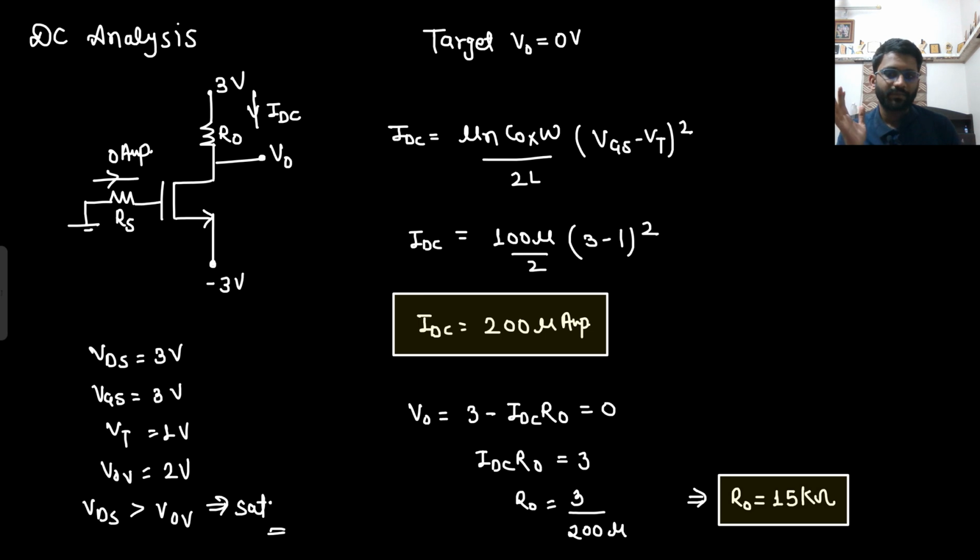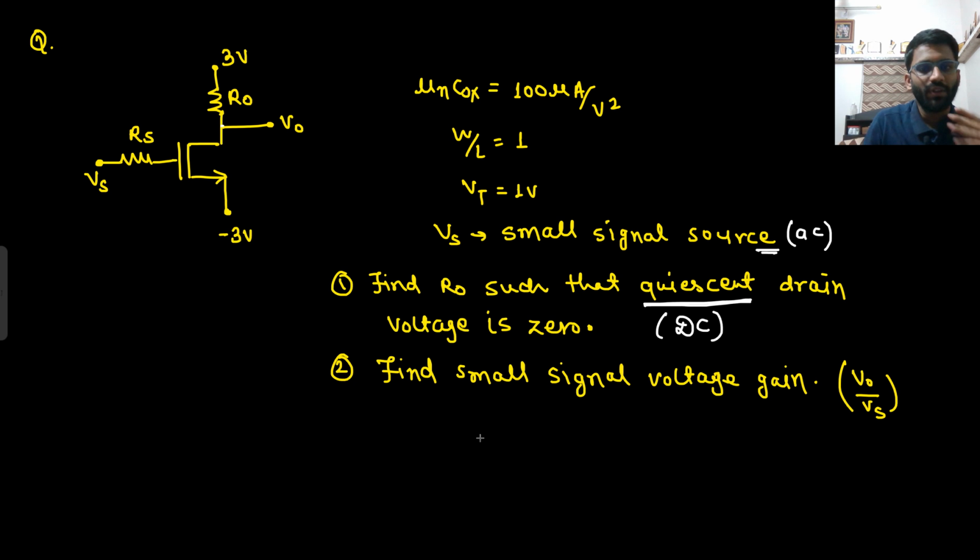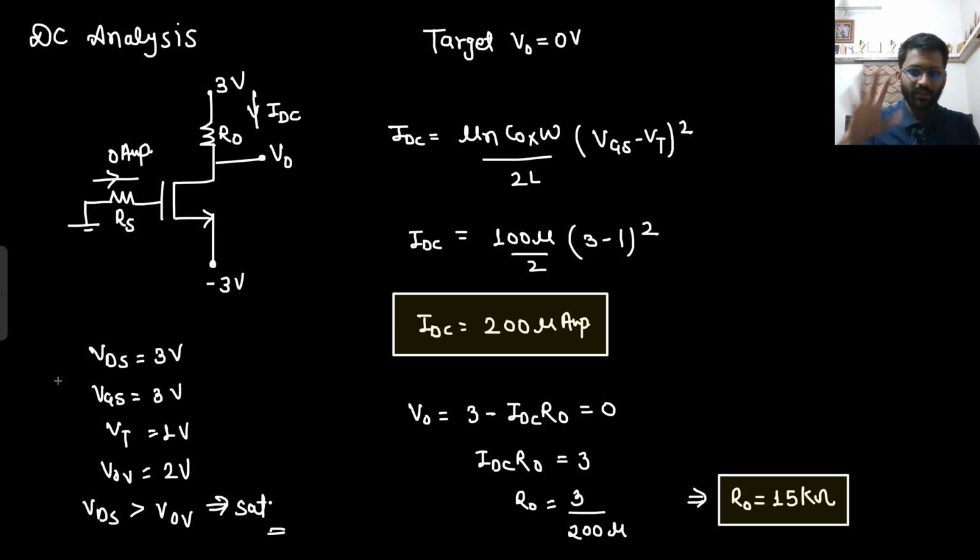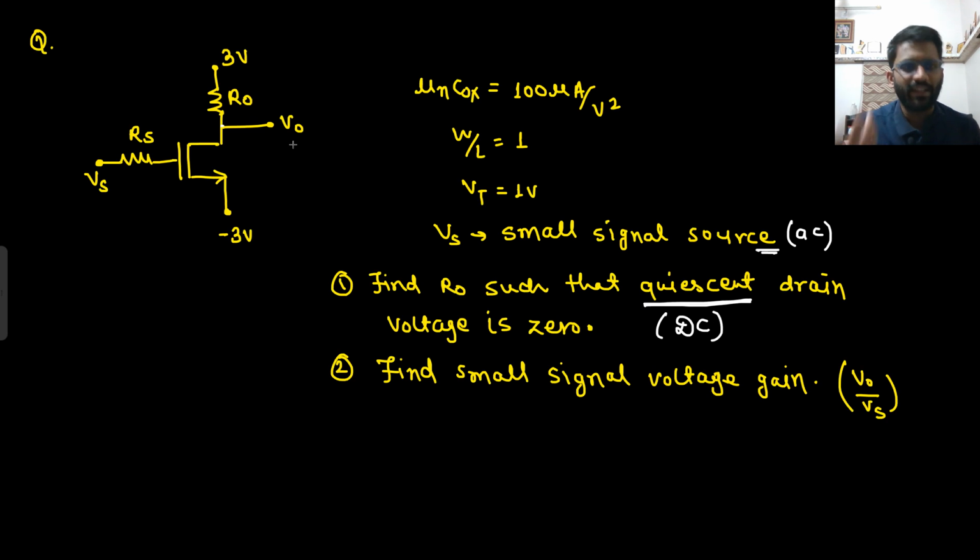Did you understand this question? So in the first question they asked us to make the DC drain voltage equal to 0. So we have to do the DC analysis. They have mentioned that Vs is the small signal AC source. So Vs is gone. 3 volt and minus 3 volt will remain there. So RS will have 0 current, so 0 voltage drop. There is no meaning of RS, so forget about RS as well. Our target is to make V naught equal to 0. So V naught is 0, then our MOS is in saturation region. Then we found out the current was 200 microampere. We needed to make VDS equal to 0, 3 minus IDC into R naught equal to 0. Now people will say, sir, it will have some AC component as well. Yeah, it will have AC component, but they are talking about DC only. So we have done that DC analysis only.